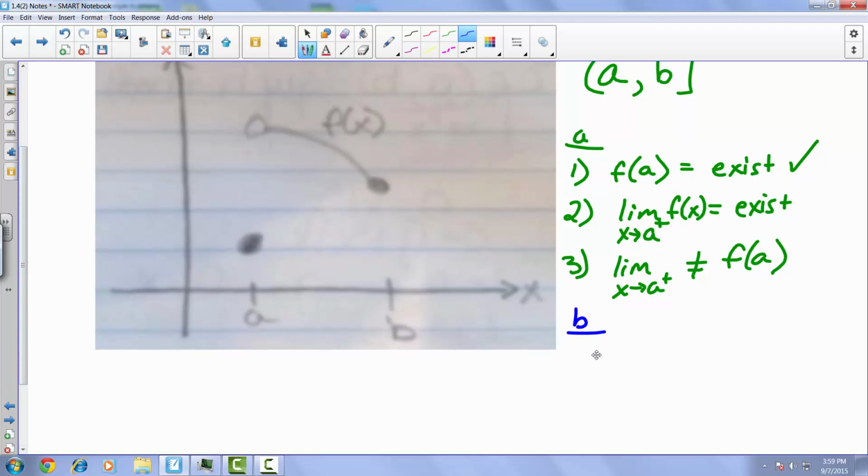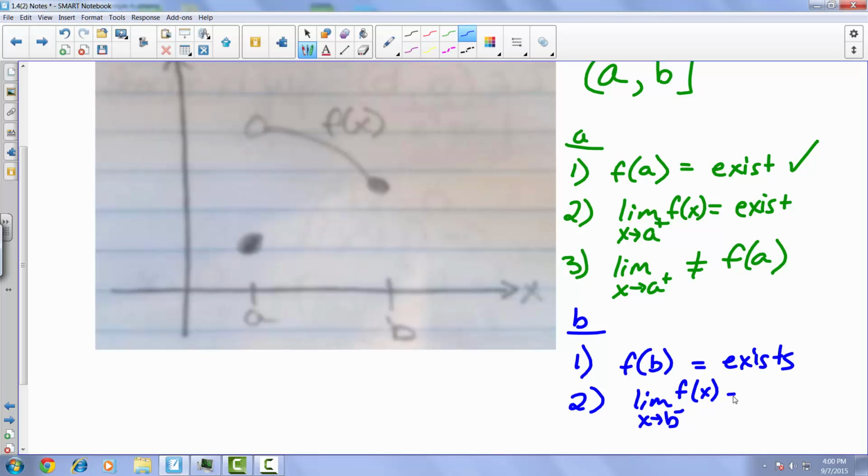Now looking at b. For our first criteria, is it in fact defined? Well, is f of b defined here? Yes, it is. It does exist. You can see it definitively right here as a point. Criteria 2, the limit as x approaches b from the left side, because again we're approaching b from the left, of our function. Does that exist? Well, yes, it does. We don't really see any vertical asymptotes, so we're okay there.